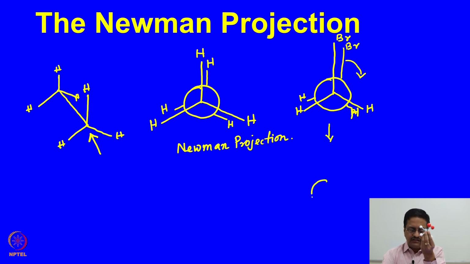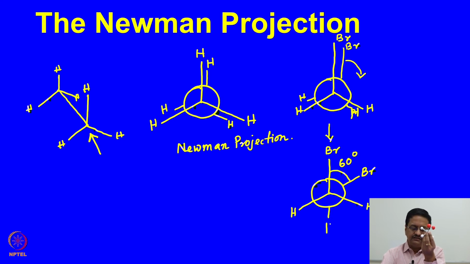I write the front carbon as usual. The bromine atom in the front carbon is at the top, the hydrogens are on two sides as it is, but the bromine on the back carbon is now at an angle of 60 degrees with respect to the initial condition, and the hydrogens are also dispersed like that. So, now if I try to again rotate this further by another 60 degrees, which means I am doing it like that.